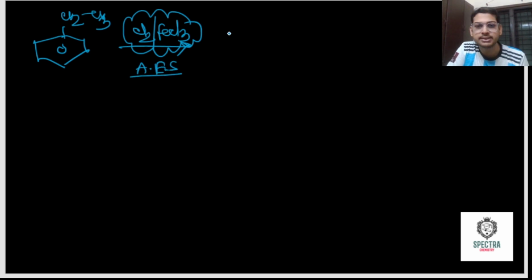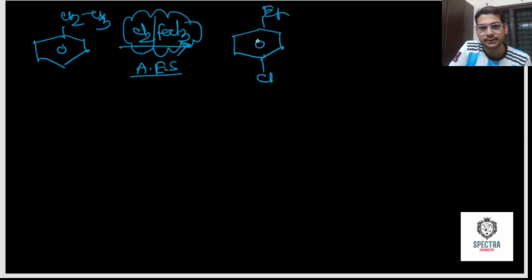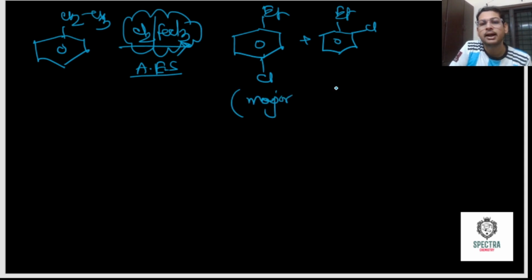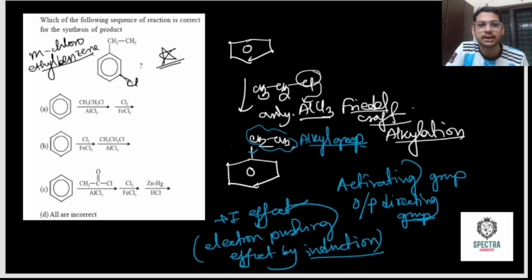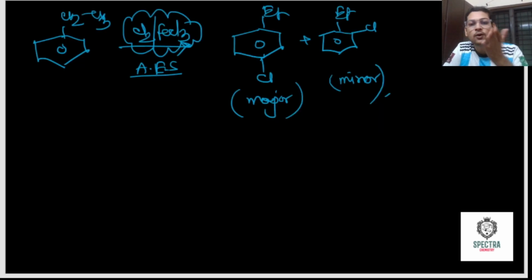I hope you know all of this. Then what happens? You will get CH2CH3, I'm writing Et, and you will get a chlorine at the para position, or you are getting a chlorine at the ortho position. Obviously, this will be your major product and this will be your minor product. But you don't want this. You need this molecule, that means you need the chlorine at the meta position. Why are you not getting this?